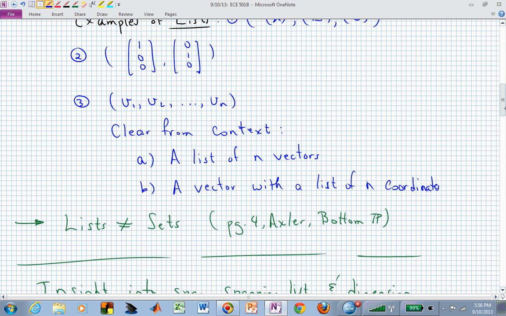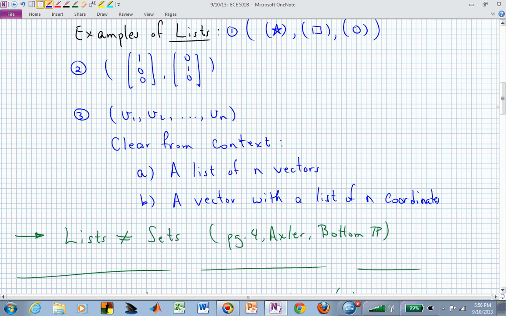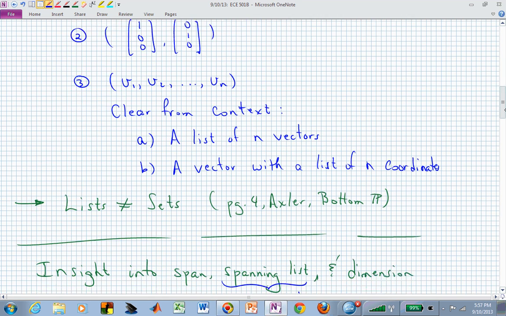The other thing that I want to point out in terms of talking about different objects, a list is not equal to a set, and you can go to the bottom paragraph in Axler on page 4 where he starts to try to explain this distinction between what he is using to define lists and what typically is done for sets. Hopefully that is clear.